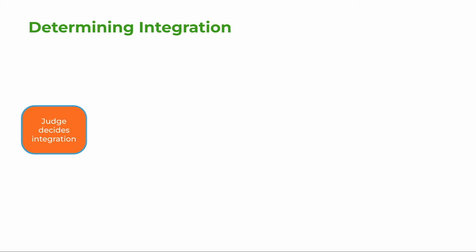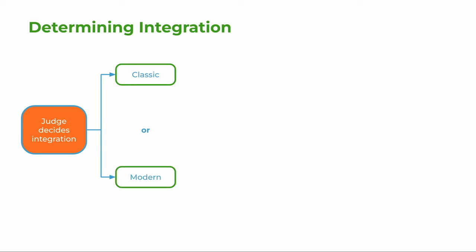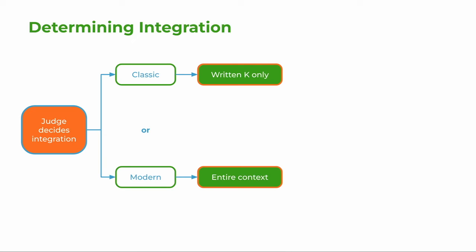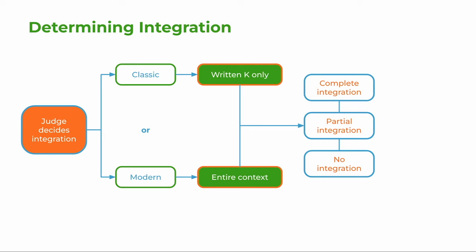Then the judge looking at this, we said there are 2 approaches: a classic approach and a modern approach. Under the classic approach, she's going to look at the written contract only, limiting herself to the 4 corners of the agreement to make this decision. In a modern jurisdiction, she's going to look at the entire context surrounding the written agreement to decide what? To categorize it as either complete, partial, or not integrated.